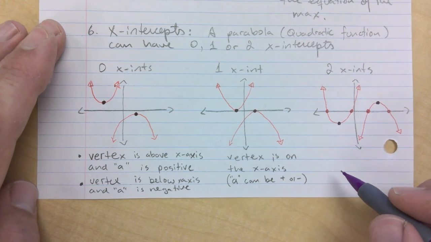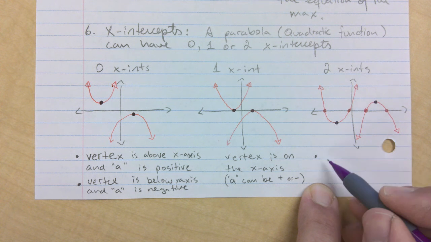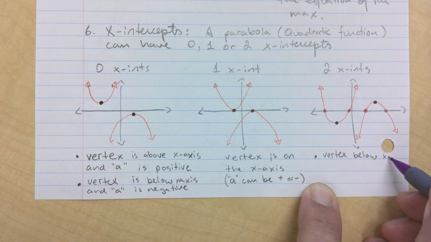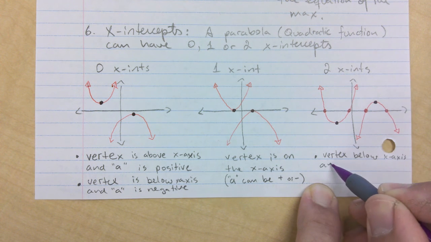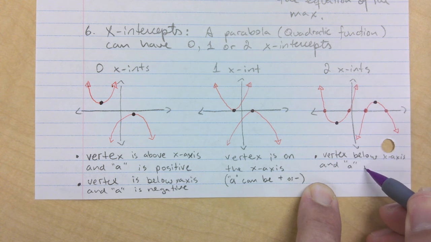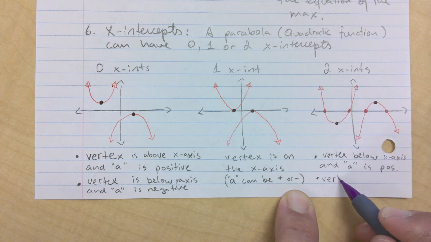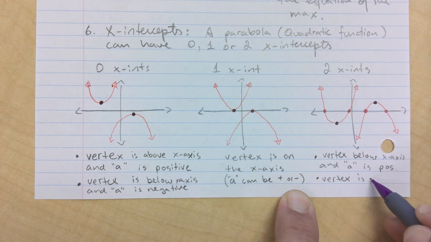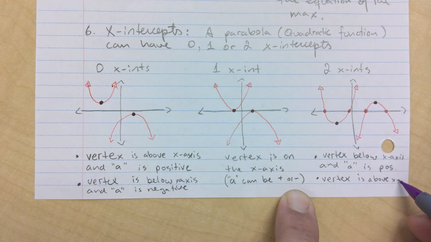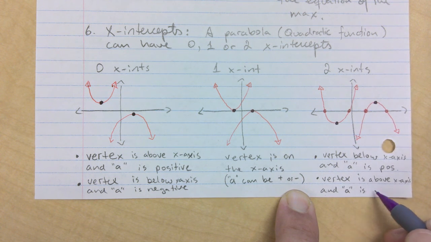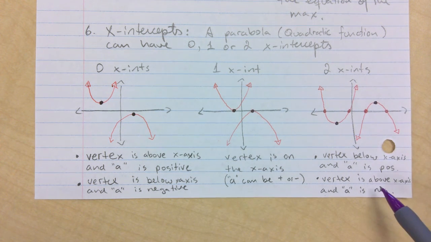And the last one, two x-intercepts: the first instance would be vertex below x-axis and A is positive. Okay. And my second instance would be vertex is above x-axis and A is negative. Okay. So go ahead and write that down.